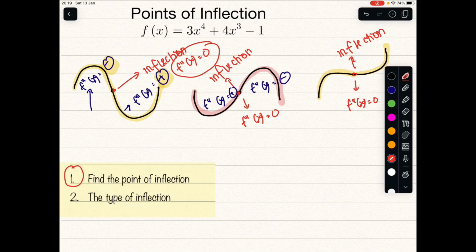Now we're going to figure out the type of inflection, or the type of the inflection point. Again, I want you guys to have a look at the graph. There's a lot that I'm introducing. Let's check the first curve, the one on the left.